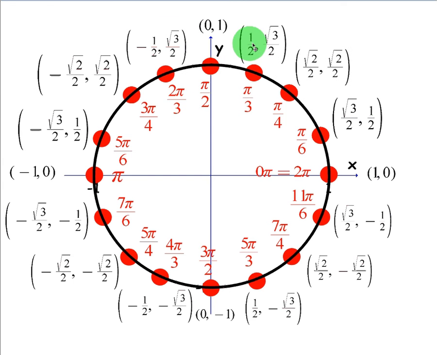As we know, tangent is y over x. As we get really close to pi over 2, we're going to be taking some y value that's close to 1, but we're going to be dividing by an x value that's really close to 0, meaning it's really, really small. Well, if you take a number like 1 and divide by an extremely small number, the smaller the number is, the bigger your answer will be.